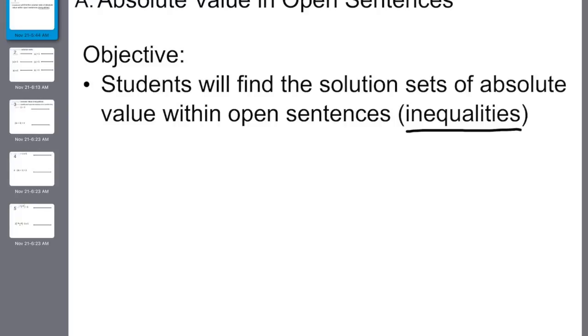All right, these are the notes for 4-6, absolute value in open sentences. Another word for open sentences is, more or less, just inequalities. So our objective today will be to find the solution sets of absolute value open sentences, or inequalities. We'll represent our answers both algebraically and graphically.